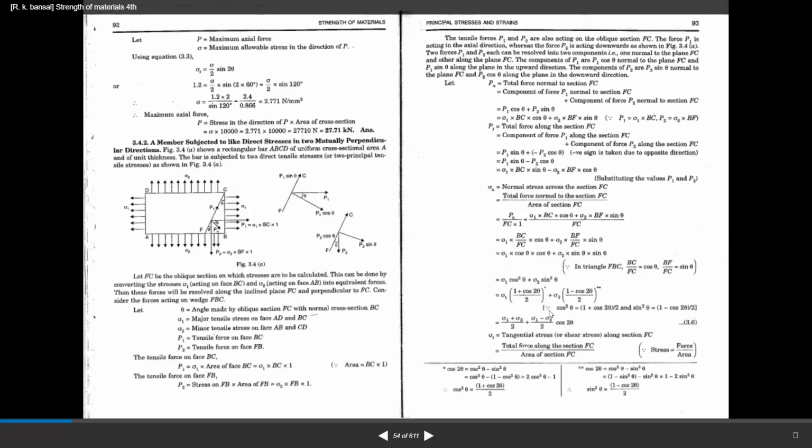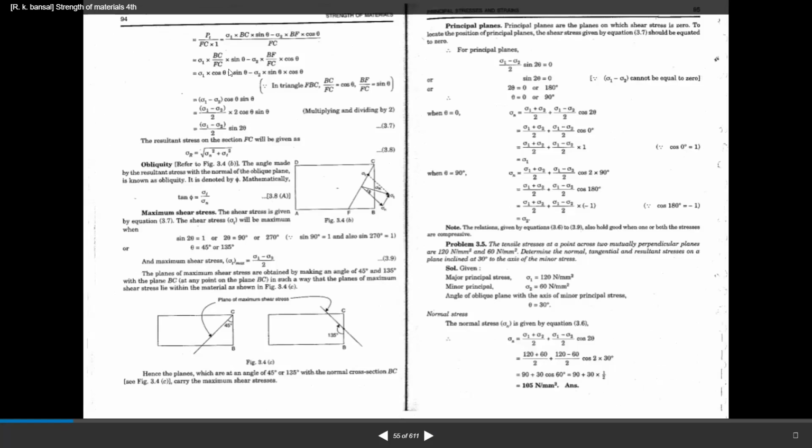The derivation part, see, sigma n equal to sigma 1 plus sigma 2 by 2 plus sigma 1 minus sigma 2 by 2 cos 2 theta. Finally, we got the value sigma 1 minus sigma 2 by 2 sin 2 theta. These are the principal planes.